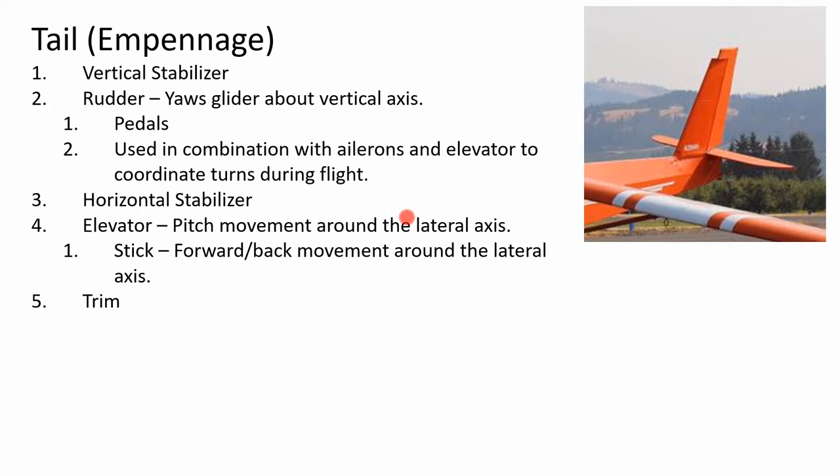We'll talk about that. The horizontal stabilizer is sticking out right there on Big Orange, and then the elevator behind it. When the stick goes forward, this goes down. When the stick comes back, this goes up, pitching us around the lateral axis. Some airplanes then have trim, which helps relieve pressure on the elevator once you get to an airspeed that you want.